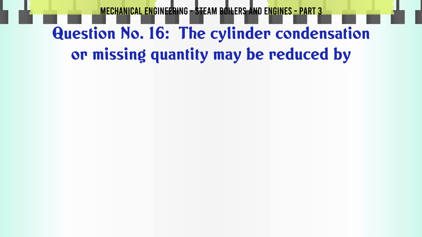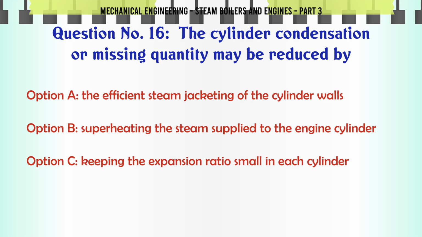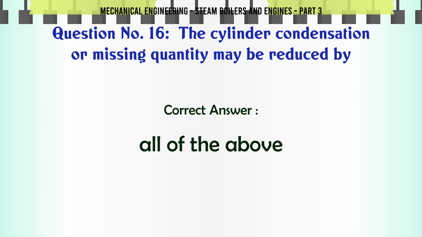The cylinder condensation or missing quantity may be reduced by A. the efficient steam jacketing of the cylinder walls, B. superheating the steam supplied to the engine cylinder, C. keeping the expansion ratio small in each cylinder, D. all of the above. The correct answer is all of the above.